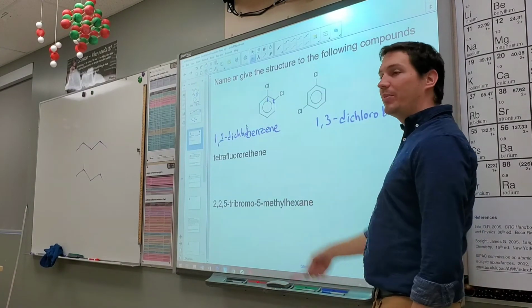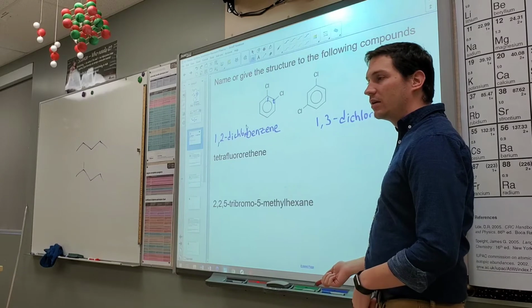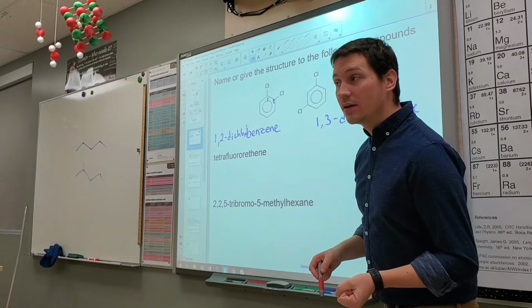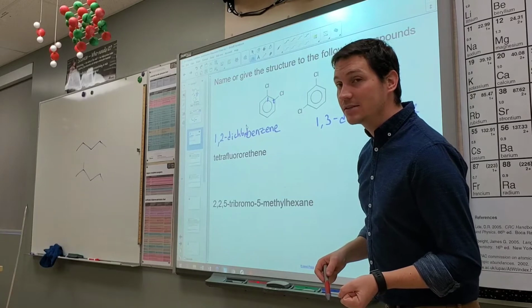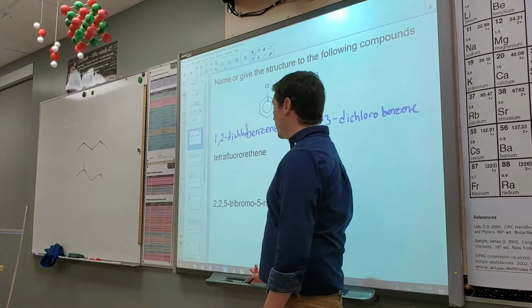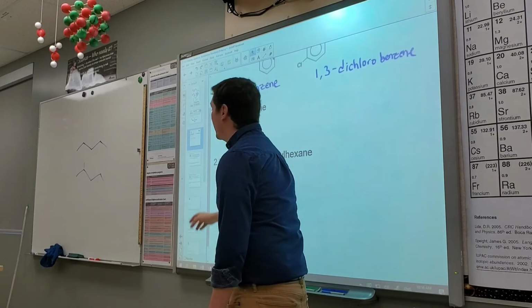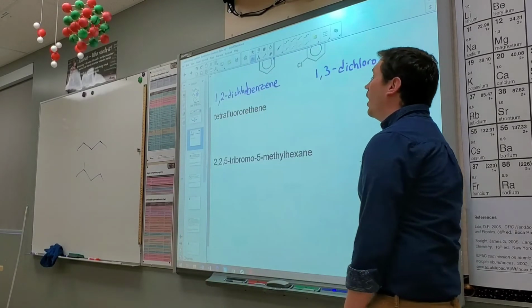Are these two compounds aromatic? Yes. So they are not aliphatic, right? Good. They are mutually exclusive. You are either one or the other, but not both, not neither.